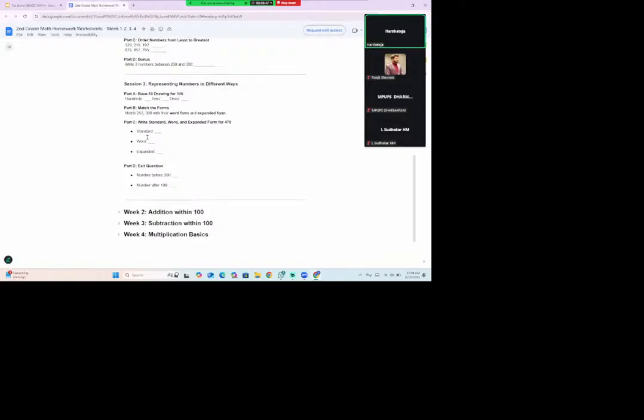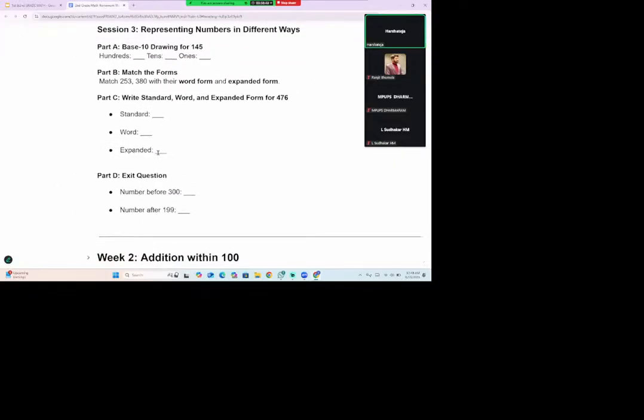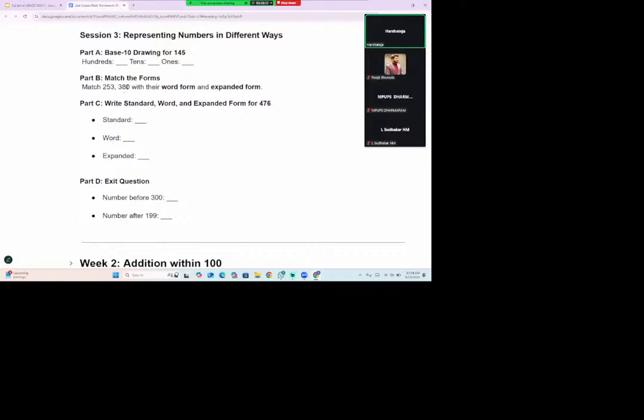I think we can move on to here. Base 10 drawings for 145. So just to recap on how to do this again, we look at the number. There's a 1 in the hundreds place, there's a 4 in the tens place, and there's a 5 in the ones place. So that's how we break the number down.